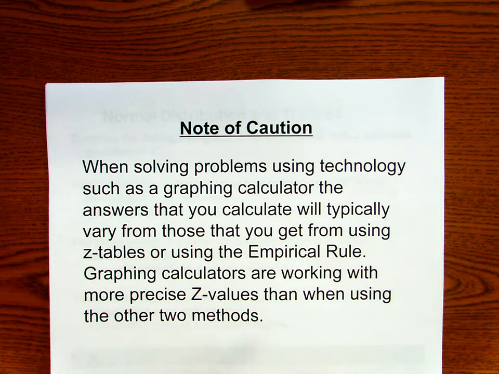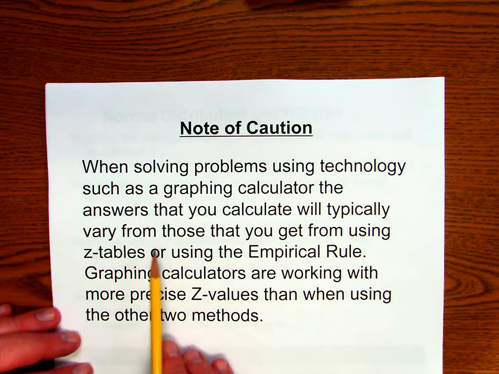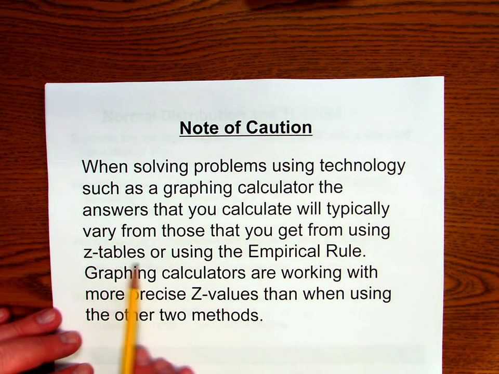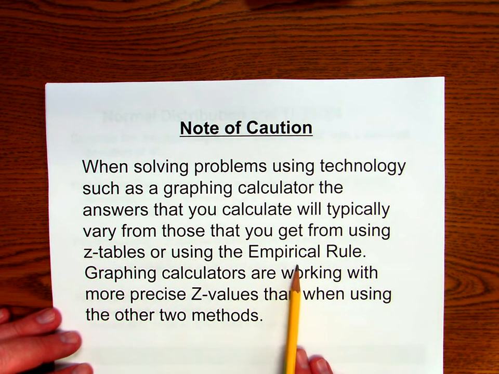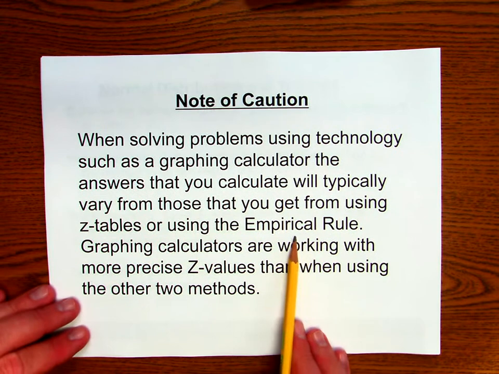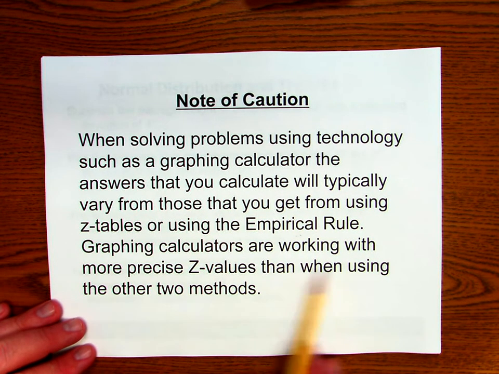So I already mentioned this. When solving problems using technology such as a graphing calculator, the answers that you will calculate will typically vary from those you get from using Z-tables, which we're not going to be going there, or using the empirical rule. The Z-tables we're not going to be addressing. For us, we're either going to be using the empirical rule or we're going to be using a normal CDF on our calculator. The graphing calculators are working with more precise Z-values than when using the other 2 methods.